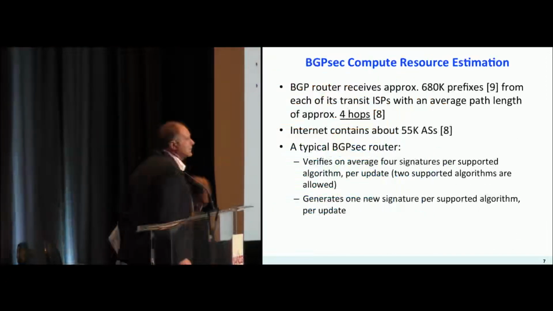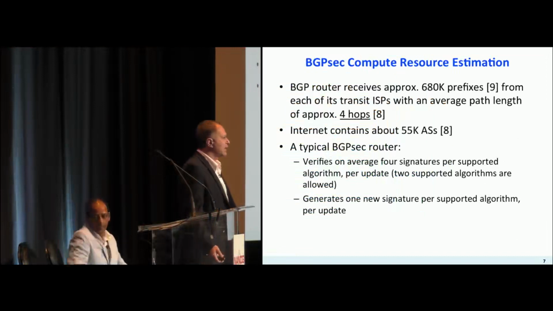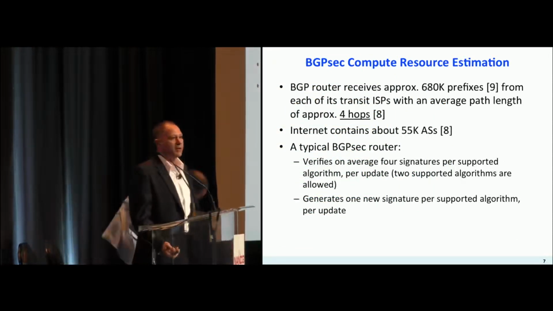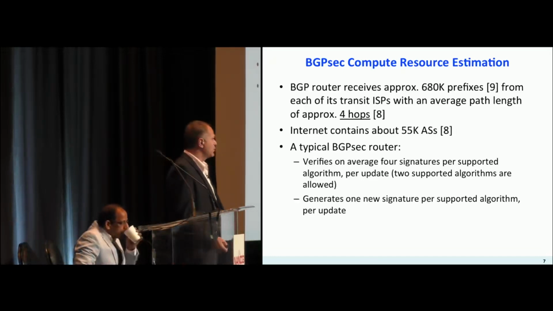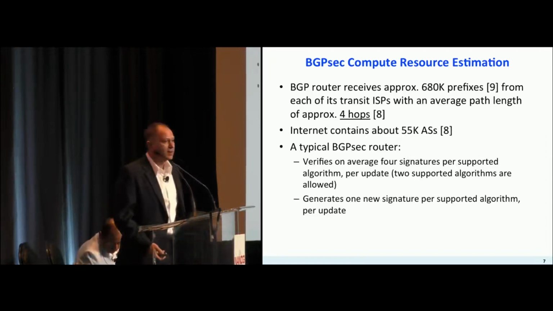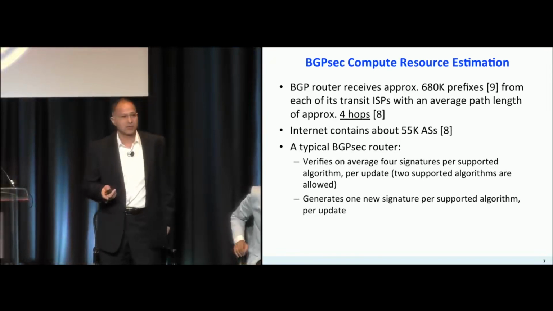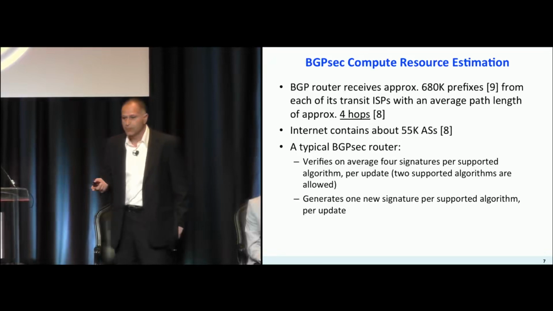So anytime we take a protocol such as BGP and we add security to the protocol, there's always a question of, well, am I going to be able to converge? Is this going to be real time? Or what are the compute and other requirements on the new security elements? So let's take a first look at what those compute resource estimations could be, based on certain assumptions that we made.